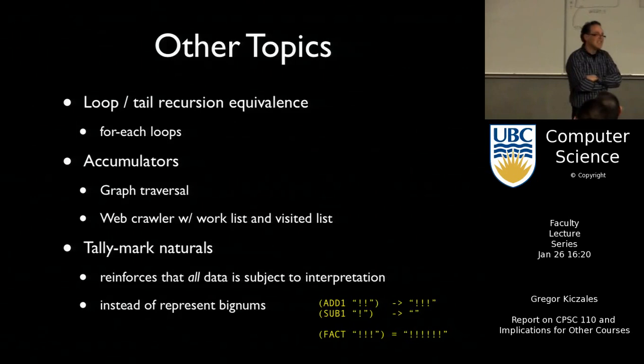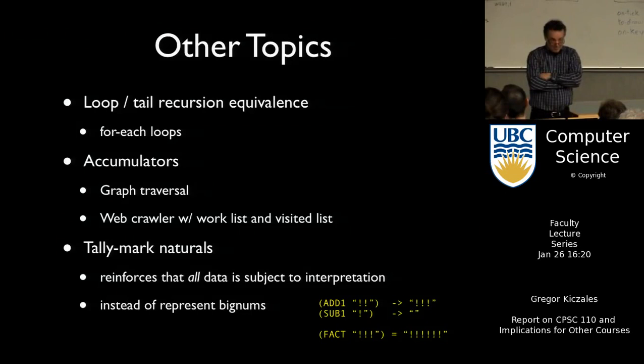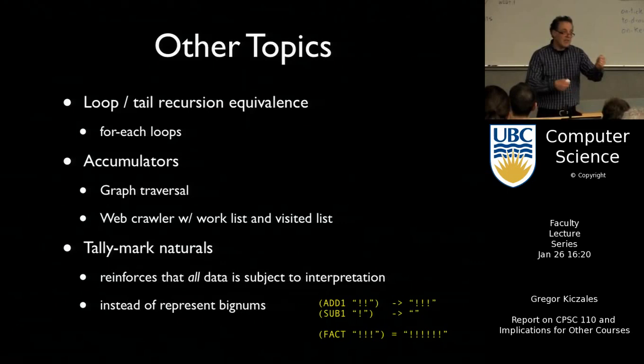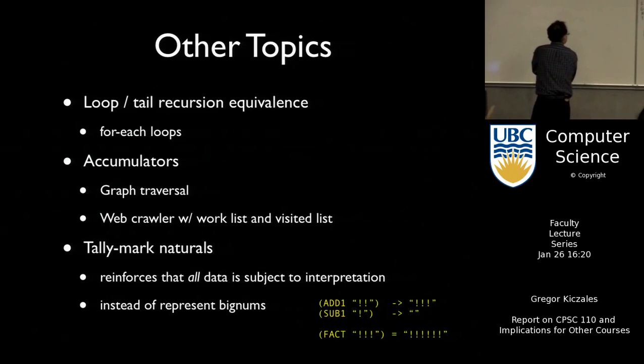We do a web crawler, a real web crawler that goes out and brings stuff in and maintains a work list and a found list. And so that's a two accumulator thing. It's sort of the peak of complexity of the term right there.